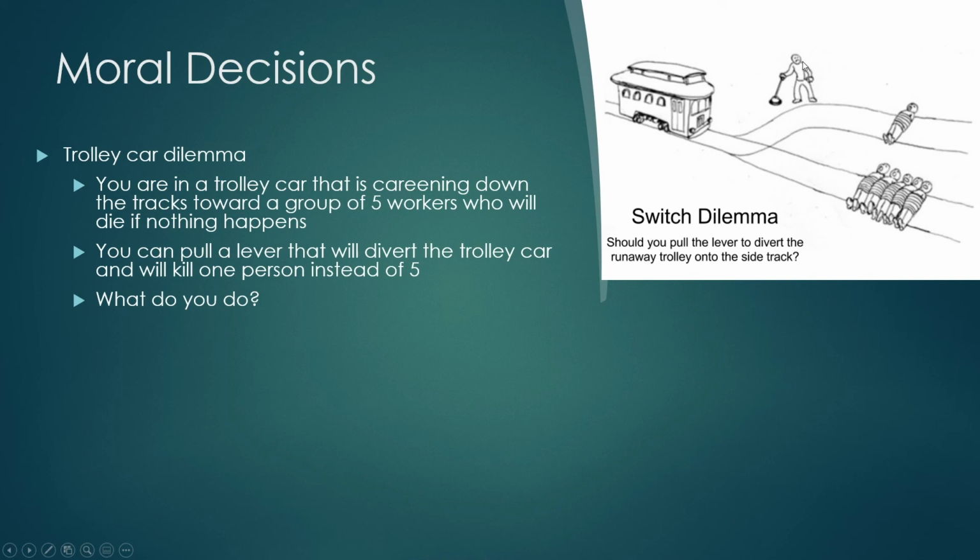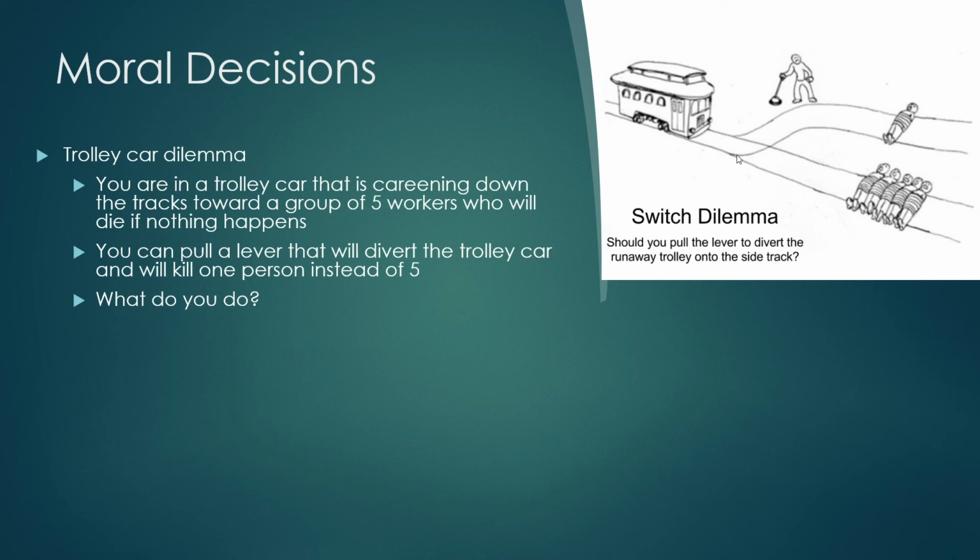Now, let's say that you have a switch and you can throw that switch. And if you do, it's going to divert the trolley car and only 1 person is going to die instead of 5. What would you do? This is very logical to a lot of people. It's like, well, of course I'm going to throw the switch, because it's better for 1 person to die than for 5 people to die. It's a very utilitarian type decision.